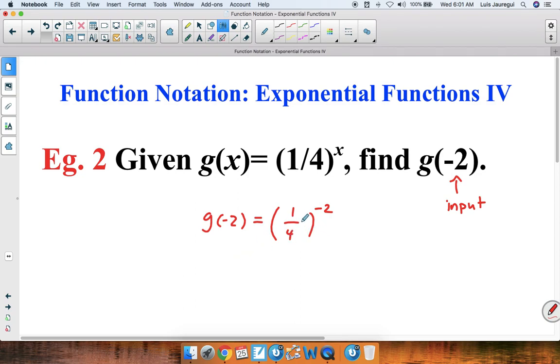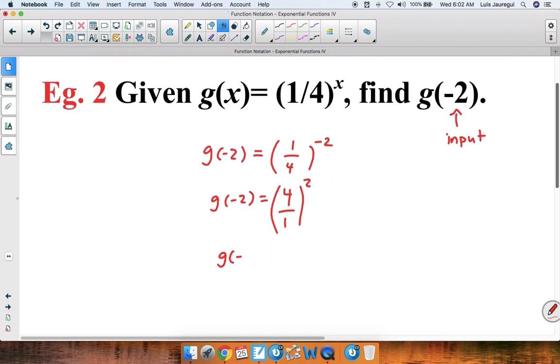Now, using the fact that whenever you have the base to a negative exponent, you get the reciprocal of the base and the opposite of the exponent, to rewrite the equivalent statement, we can say that g of negative 2 is equal to the reciprocal of 1/4, which happens to be 4 over 1, and the opposite of negative 2, which happens to be 2. Now, 4 over 1 is simply 4. So we have that g of negative 2 is just 4 to the second power here. And 4 to the second power means that you have 4 times 4, which is 16. So we can conclude that g of negative 2 is equal to 16.